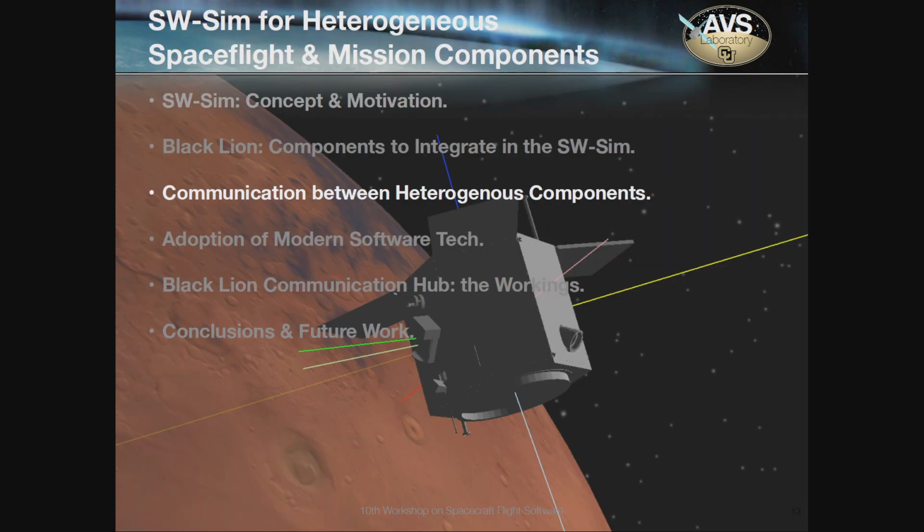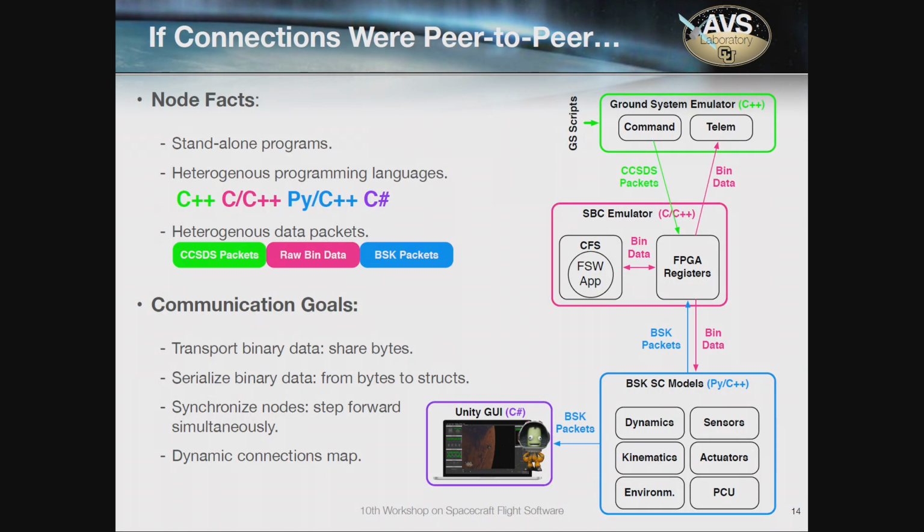All right, now that we have overviewed the different components, it becomes clearer how heterogeneous these components are, and this is of course a challenge in terms of communication. As a quick recap, all the nodes are standalone programs, and the particular nodes we're trying to integrate are written in different programming languages. Our ground system emulator is an in-house inherited solution written in C++. The single board computer emulator is a slightly modified version of QEMU, which ends up being a combination of C and C++.